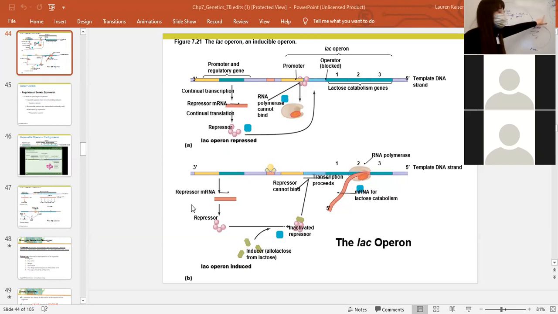Now, does everybody get the repressor aspect? This is how it is normally. There's nothing really stopping it, or there's nothing really inducing it. It's just kind of sitting there, just how it normally would be. It's just you on your couch.